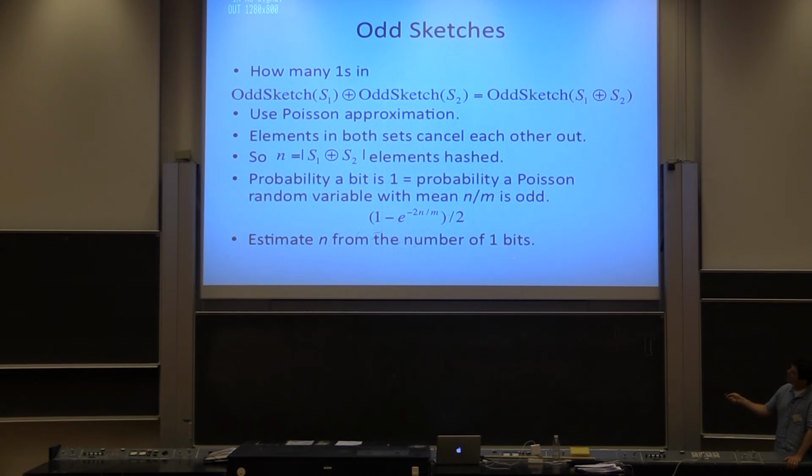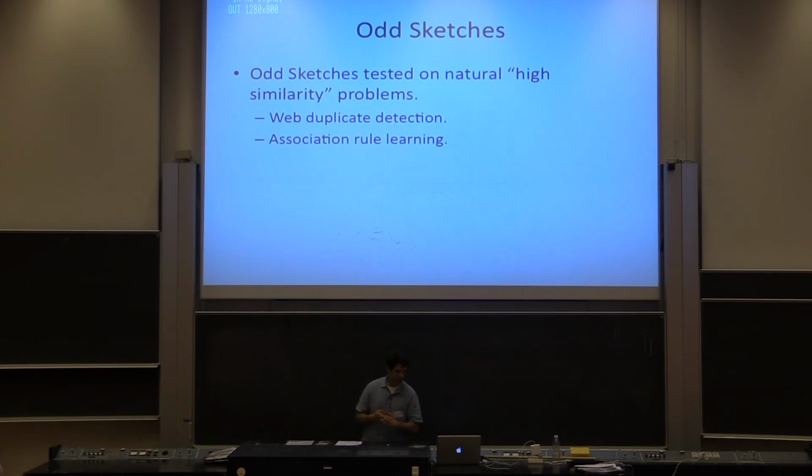And so given the number of 1 bits, and given that I know what m is, I can estimate n, the size of the set difference, from the number of 1 bits. These have been tested and work out very well on natural high similarity problems, such as testing for web duplicate detection and in the area of association rule learning. This was a recent paper that just appeared in WWW. I'll have a bibliography at the end, and this is just something recent, showing that we're still finding more uses for these sorts of hash-based sketches.